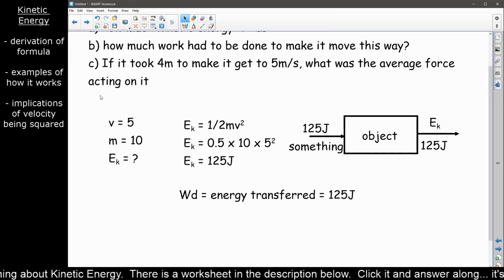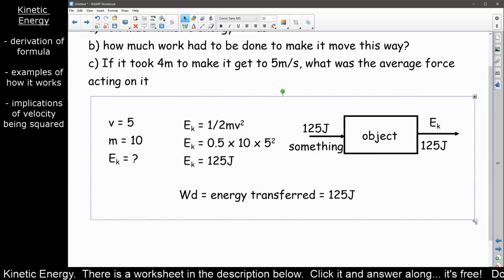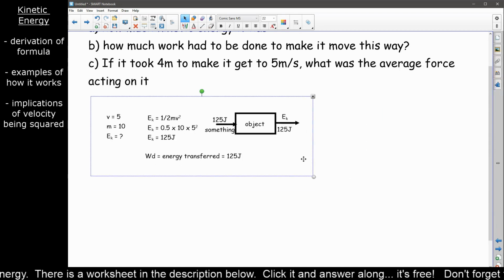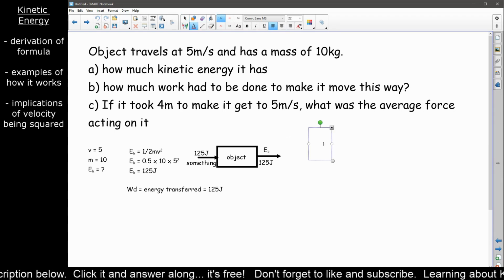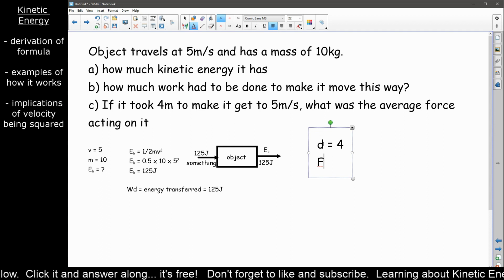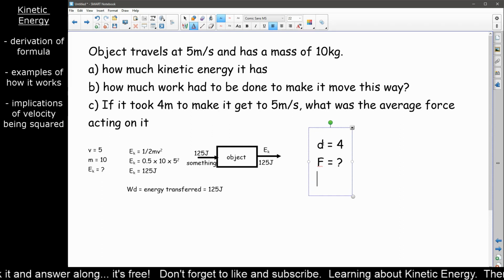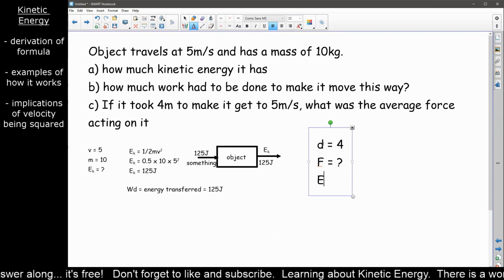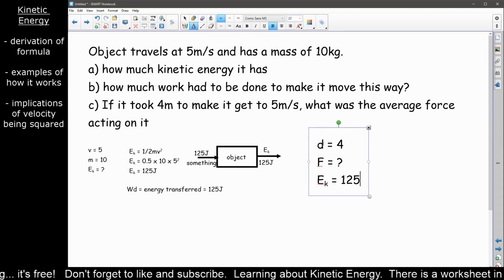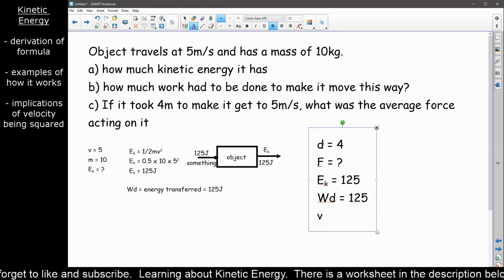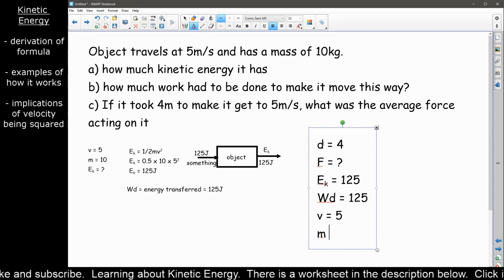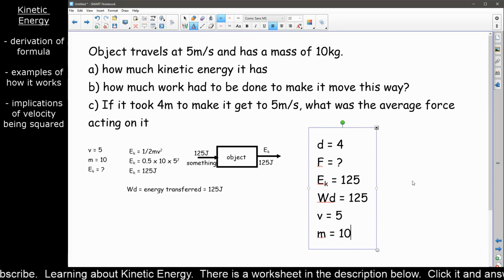Alright, I'm going to grab all this and shrink it so that we can keep part C on the screen whilst we work with it. So that just pops over there. If it took 4 meters to make it get to 5 meters per second, what was the average force acting on it? Well, let's have a look at what we've been given here. It took 4 meters, so we've got a distance equal to 4. We've got a force that we want to find out. We've been asked the kinetic energy, that's 125, and the work done, that's 125, and we also know that the velocity is 5 and the mass is 10. So we've got a lot of information here, so we need to pick the right one.